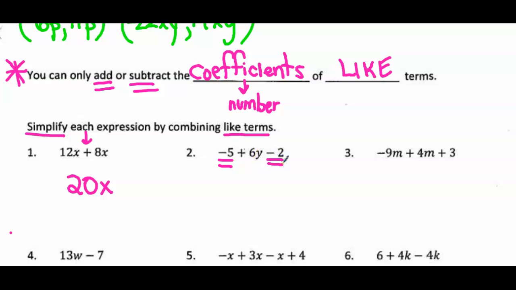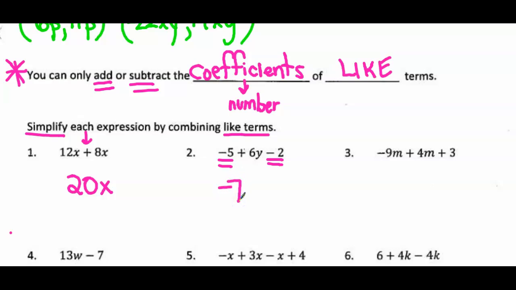Negative 5, and I know that says a minus 2 over there, but once you get into higher level math, you realize a minus 2 is really a negative 2. So you may use your calculator if you need. Negative 5 minus 2, or negative 5 plus a negative 2, is negative 7.